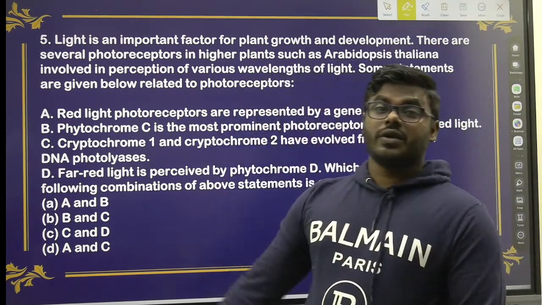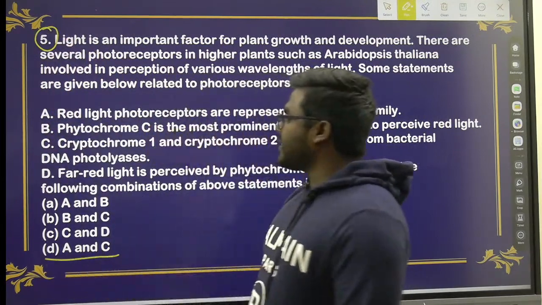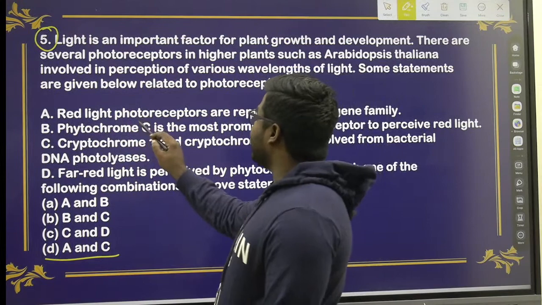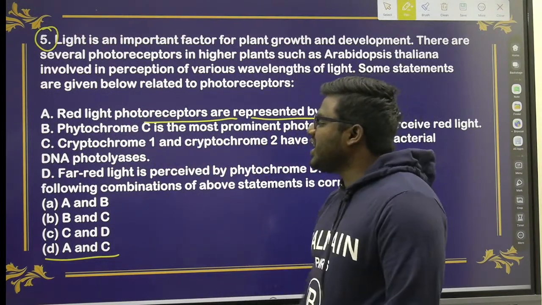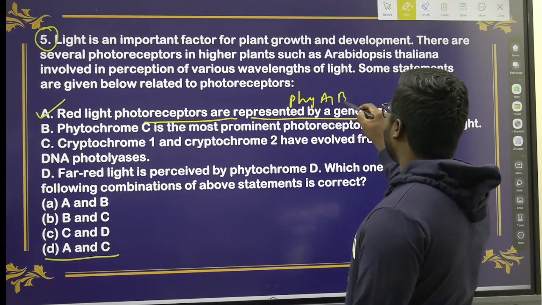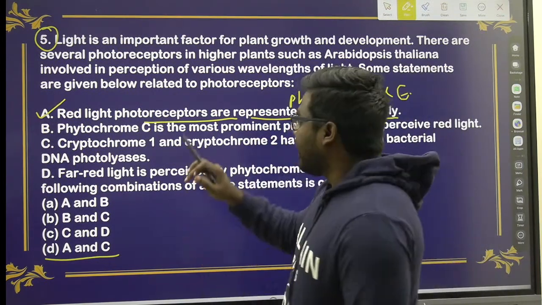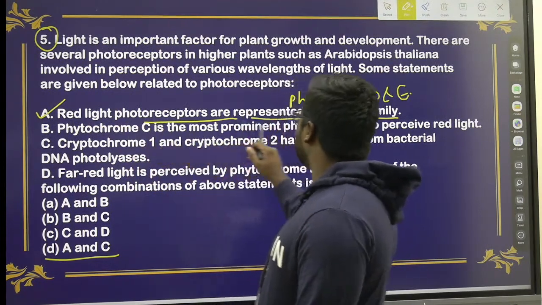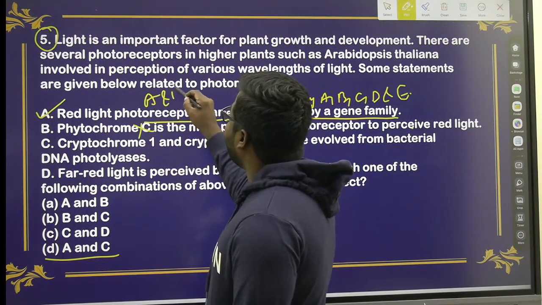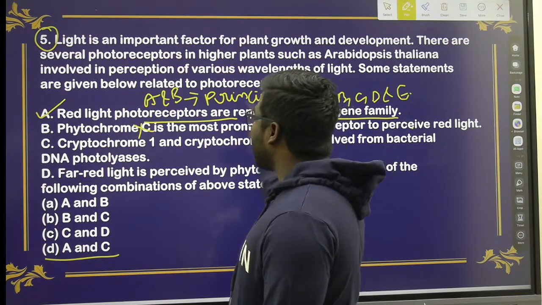Friends, the answer for question number 5 is D. That is A and C. It's a very direct question, right? Option A, red light photoreceptors are represented by a gene family. Absolutely right. So you know, right? There is phytochrome A, phytochrome B, phytochrome C, phytochrome D, and phytochrome E. There are 5 gene families. We read it. Option B, phytochrome C is the most prominent photoreceptor to perceive light. Obviously wrong, right? Phytochrome A and B are said to be the principal or major ones.